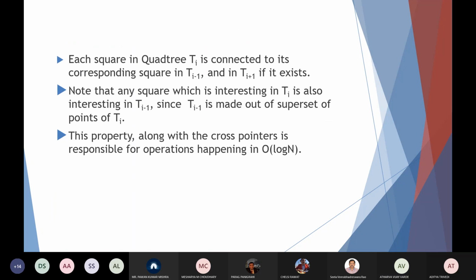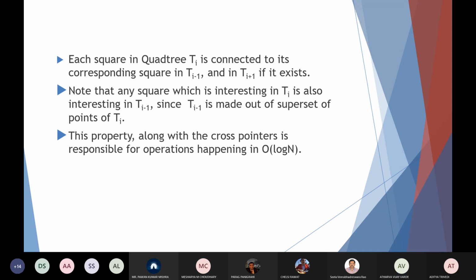Then we build quadtrees on each of these sets of points: T1, T2, T3, T4. Each square in a quadtree Ti is connected to its corresponding square in Ti minus 1, since Ti has lesser depth than Ti minus 1 and greater depth than Ti plus 1. So it is connected to the squares both before and after it. Since we take subsets as we increase the index, any square which is interesting in Ti is also interesting in Ti minus 1, since Ti minus 1 has greater detail, with more points. This property will help in solving our operations in O(log n).